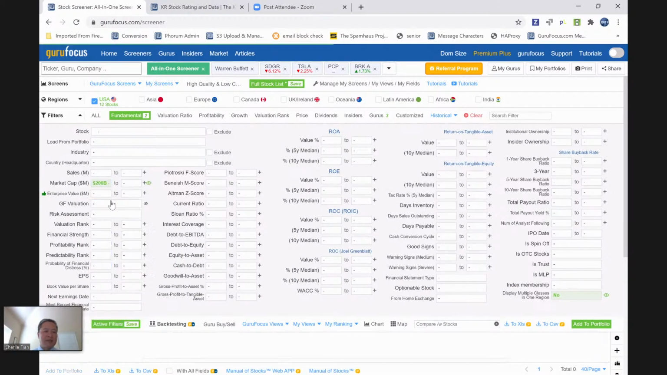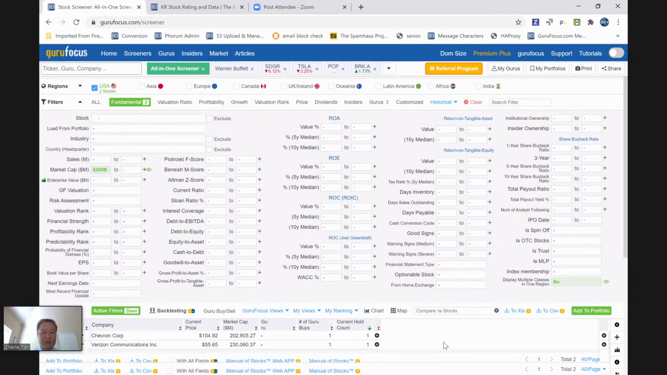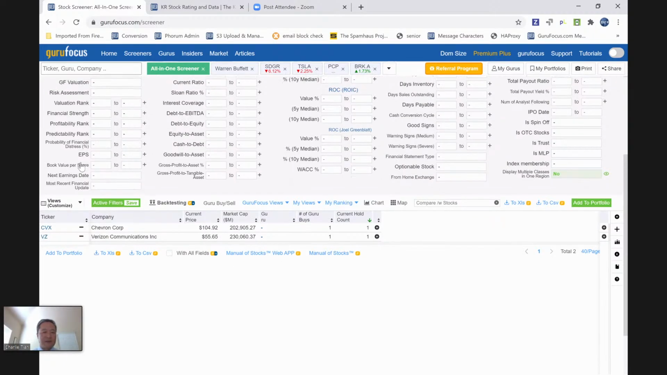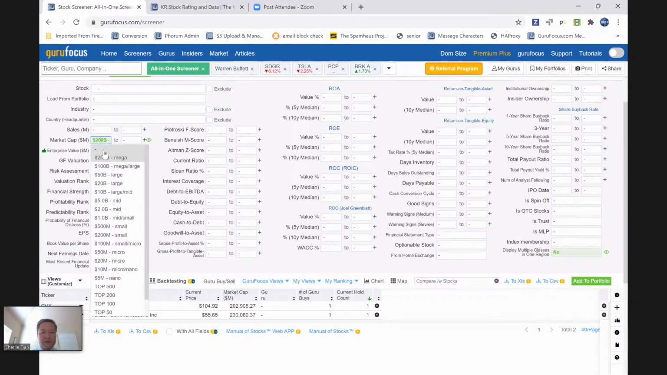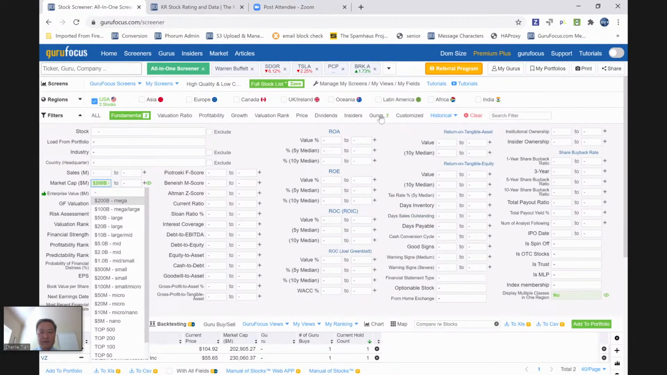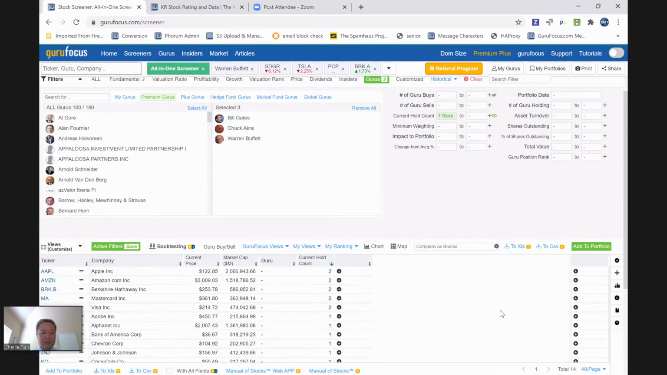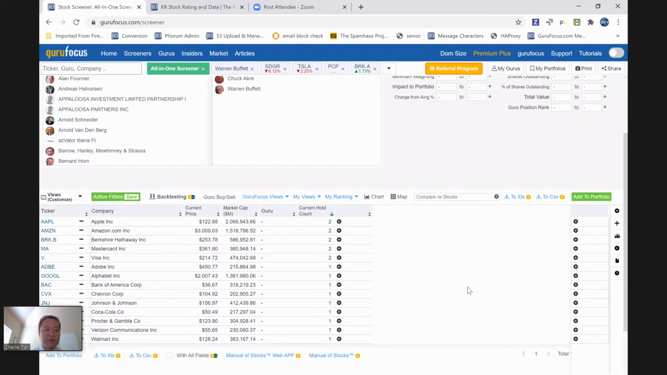For instance, I want a company with at least a 200 billion market cap. Then you only have CVX and Verizon left for those with at least one guru buying. Of course, I can remove that, the number of group buys, and look at stocks they own with at least 200 billion market cap. We have Amazon, Apple, Berkshire Hathaway, MasterCard, Visa, those companies. That's a common holding among them.